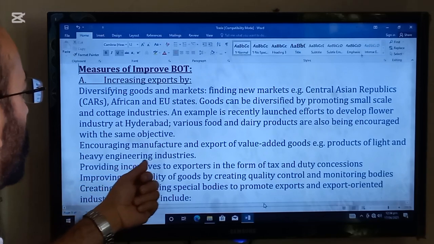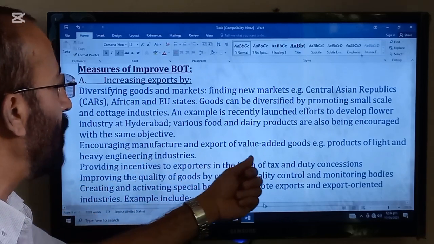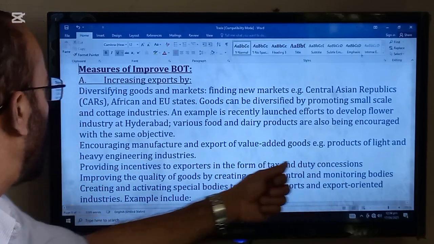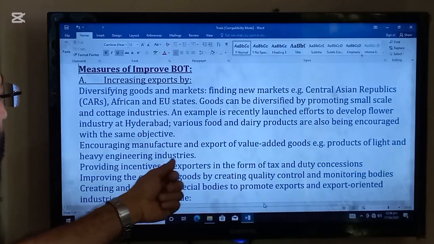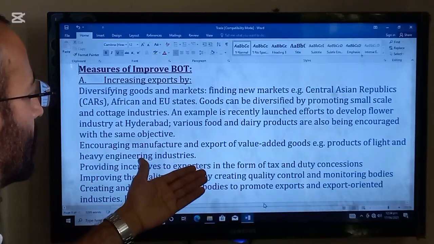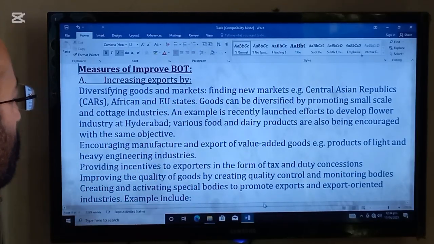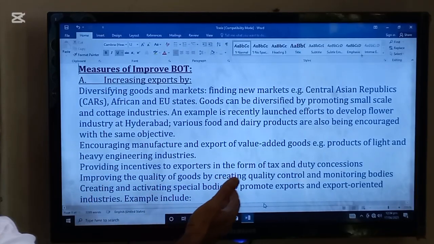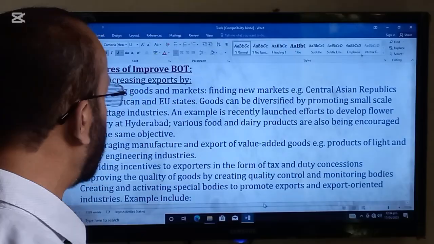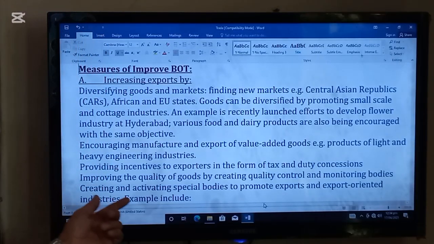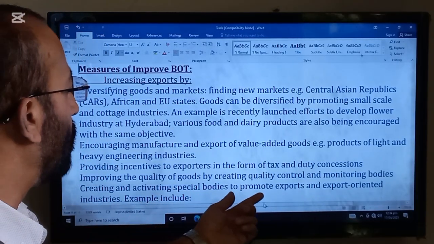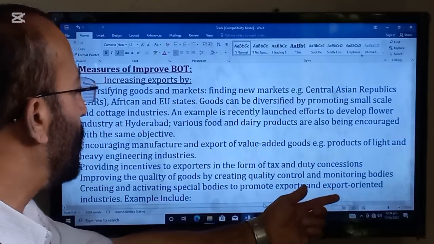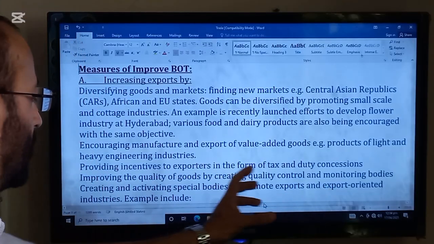Encouraging manufacture and export of the value-added goods, for example, products of the light and heavy engineering industry. So this can also help to promote our export. Providing incentives to exporters in the forms of tax and duty concessions. Improving the quality of the goods by creating quality control and monitoring bodies. So these are the points.